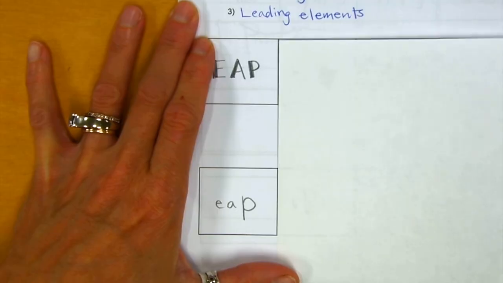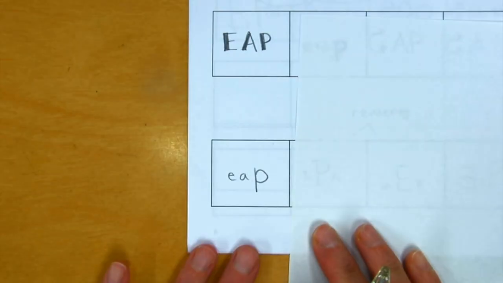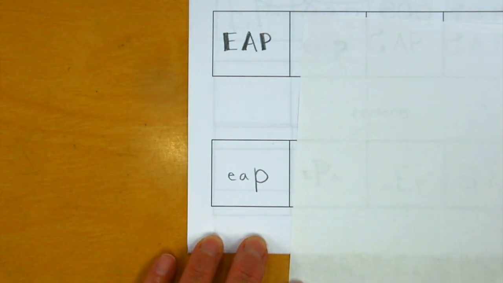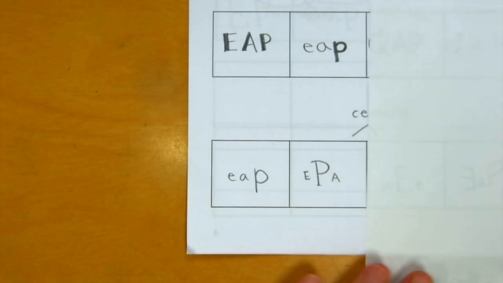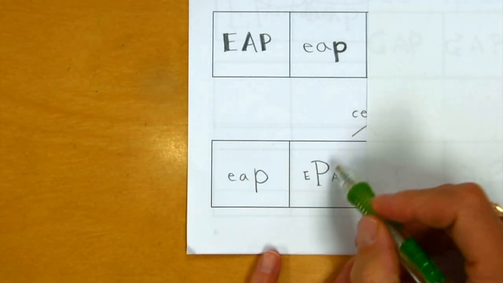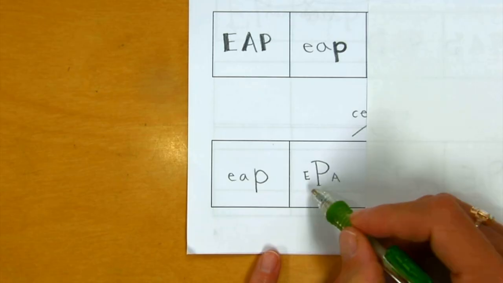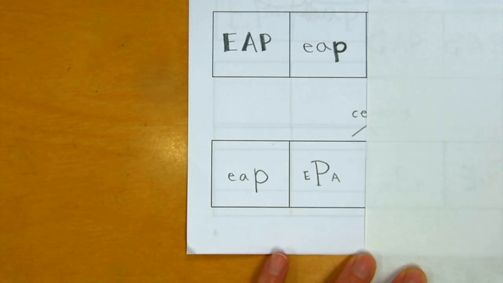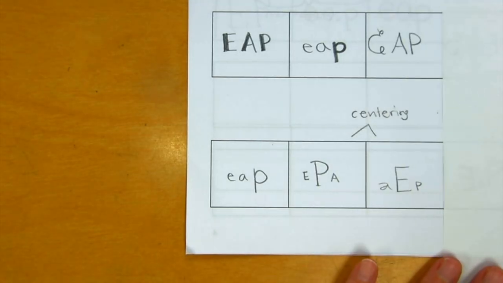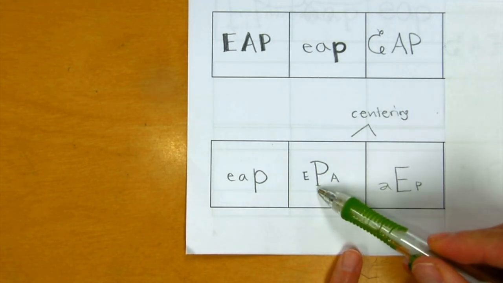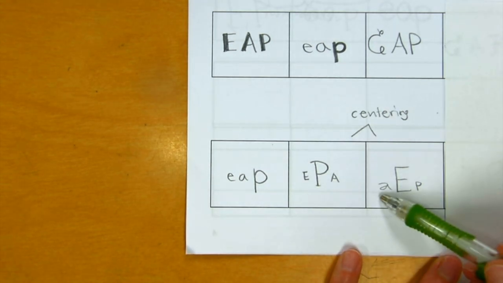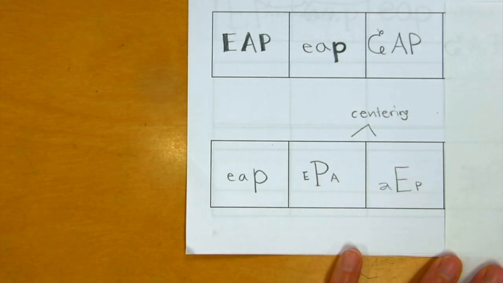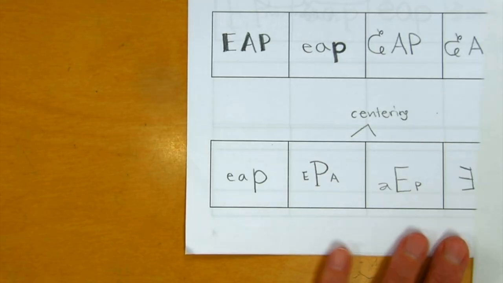Down here, I have different sizes. I have a very small EA and a big P. On the next one, I have a large P in the middle, and then a small E and A. On this one, instead of centering my last name, I centered my first name and then put the A and the P on the sides.